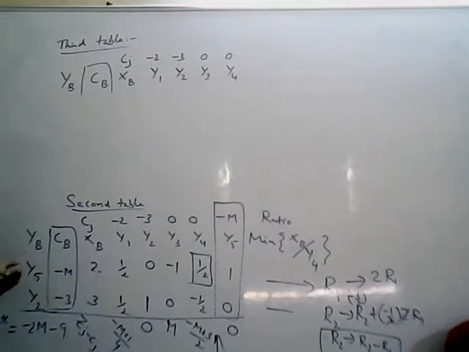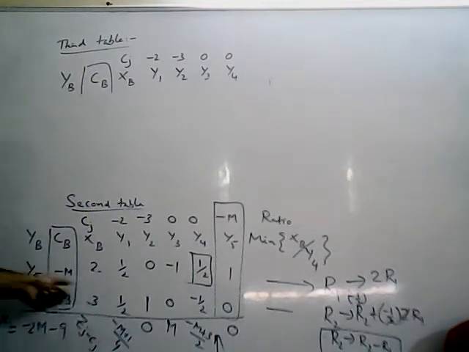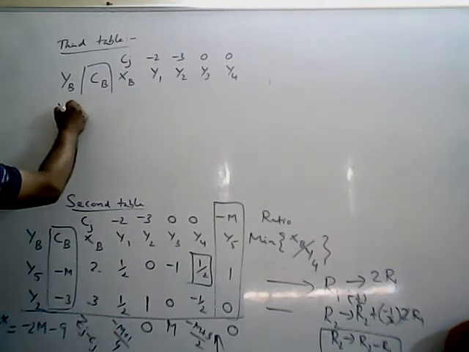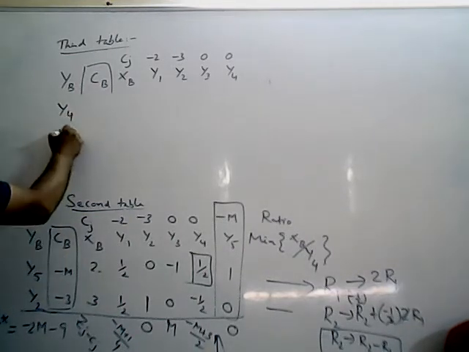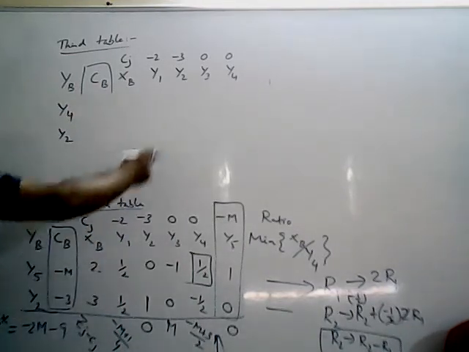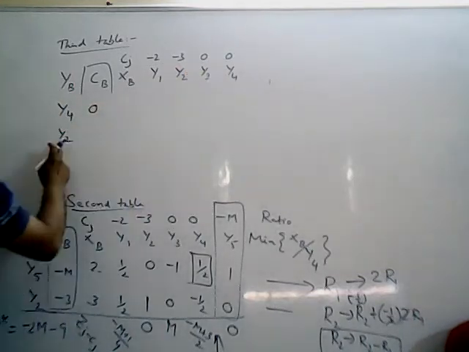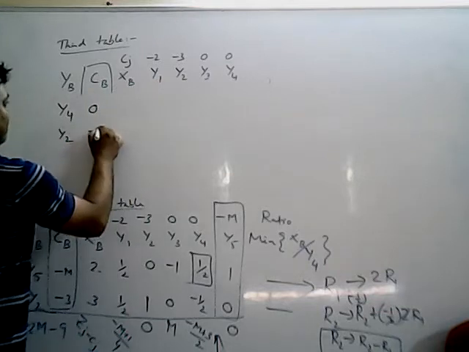Now which variable is there? Y5 deletes. In place of Y5, which variable enters? Y4. So Y4 enters, and Y2 will be as it is. Now see, the Y4 variable cost is 0. Now this is the ordinary simplex method problem. The Y2 variable cost is minus 3.